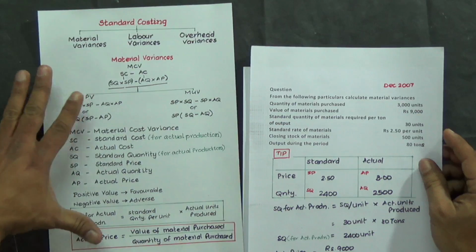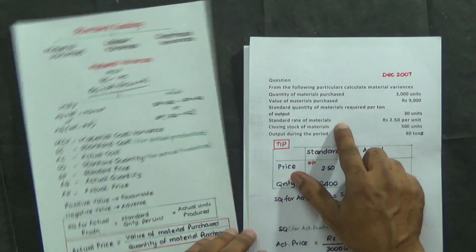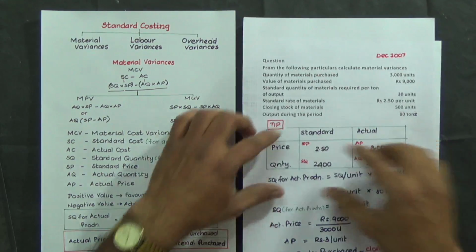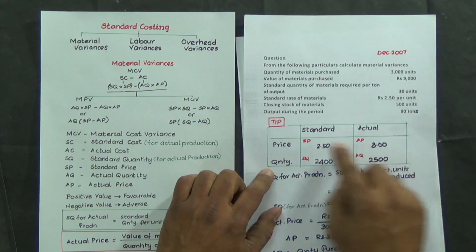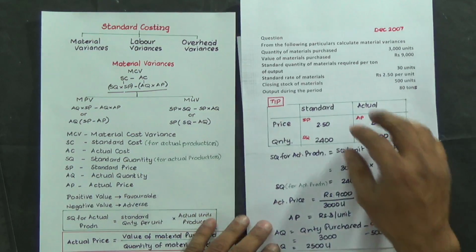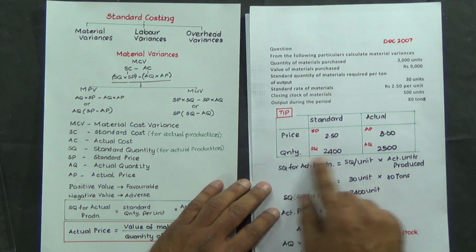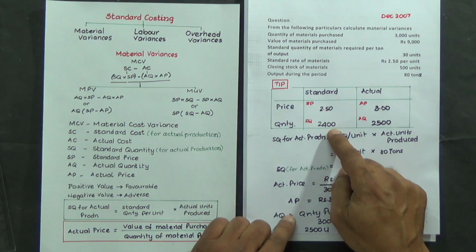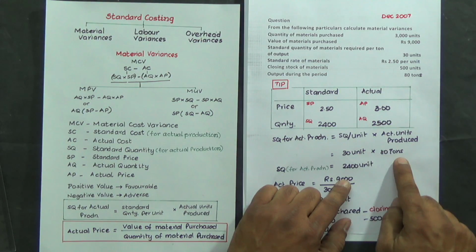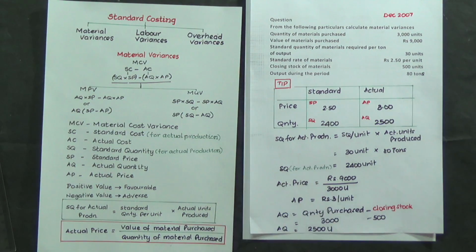So again, let us see how we can utilize this sheet and solve this sum. This is a problem on material cost variances. We'll have to obtain this grid: standard price, standard quantity, actual quantity. Once this is through, it's all just application of the formula. Here again, standard quantity is not given in the problem. We'll have to arrive at standard quantity: standard quantity per unit into actual units produced. 30 units into 80 tons, 2,400 units is the standard quantity for actual production.